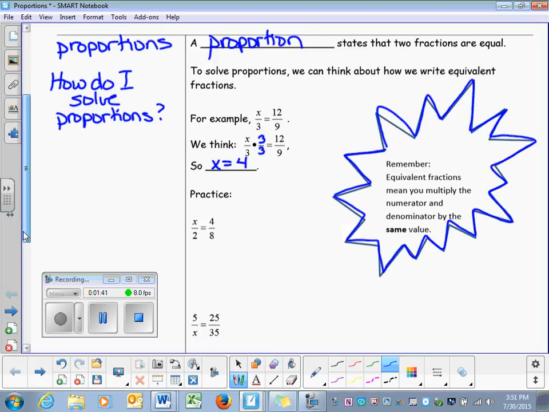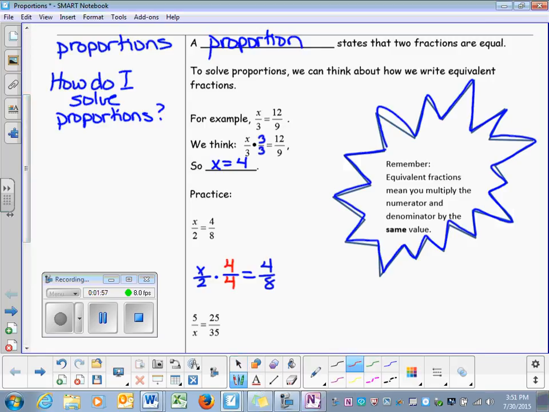So let's take a look at the next one. We have x over 2 times something will give us 4 over 8. So 2 times what equals 8? Well, 2 times 4. So now I have to ask myself, what times 4 equals 4? And the answer there is 1. x equals 1.